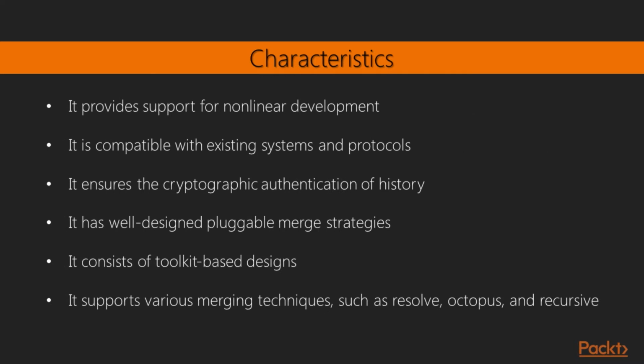Characteristics. There are some significant characteristics of Git. It provides support for nonlinear development. It is compatible with existing systems and protocols. It ensures the cryptographic authentication of history. It has well-designed pluggable merge strategies. It consists of toolkit-based designs. It supports various merging techniques such as resolve, octopus, and recursive.